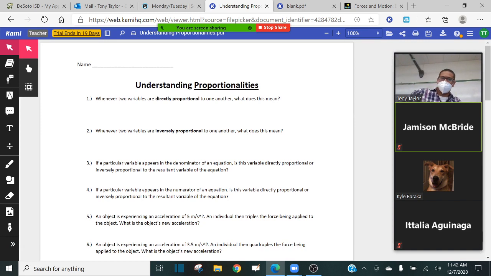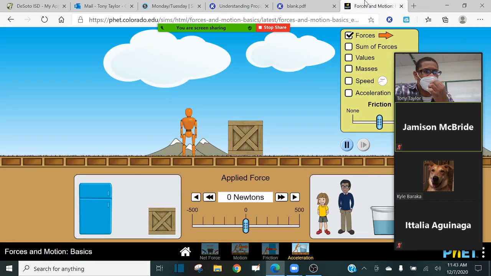Now, a proportionality. What is a proportionality? If you guys remember, two weeks ago I introduced two terms to you. I introduced the term direct proportionality, and I introduced the term inverse proportionality. And remember, we talked about that when we did this lab here.